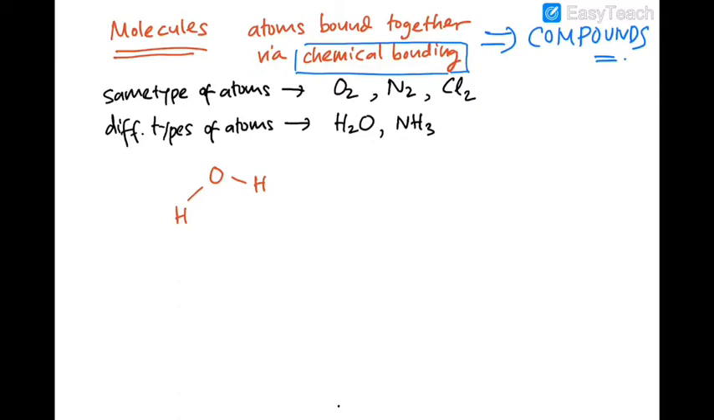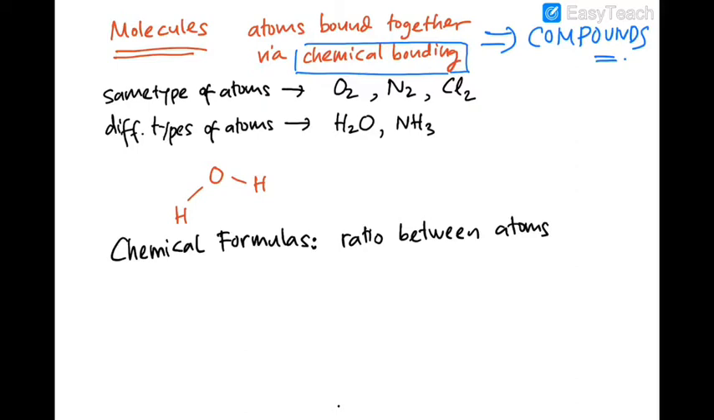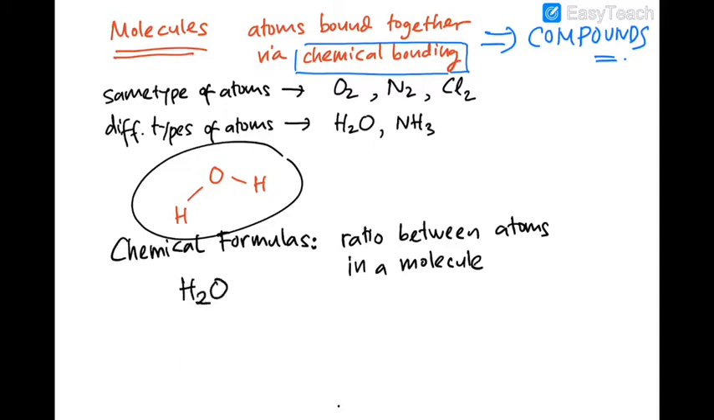Okay, now for molecules, we recognize this term, chemical formula, or formulas. In chemical formulas, we can determine the ratio between the atoms that build up a molecule. For instance, a water molecule is 2 hydrogen and 1 oxygen atom. That's why we write it down as H2O. So 2 hydrogen and 1 oxygen atom.